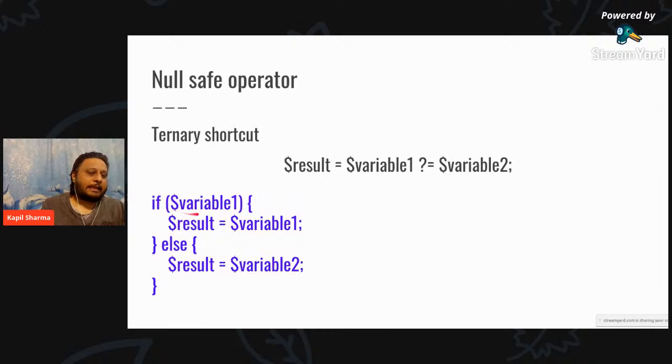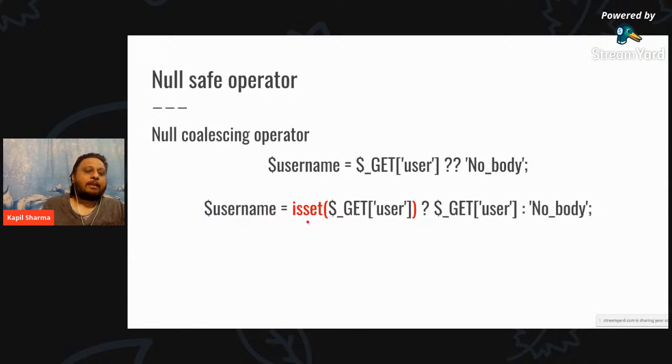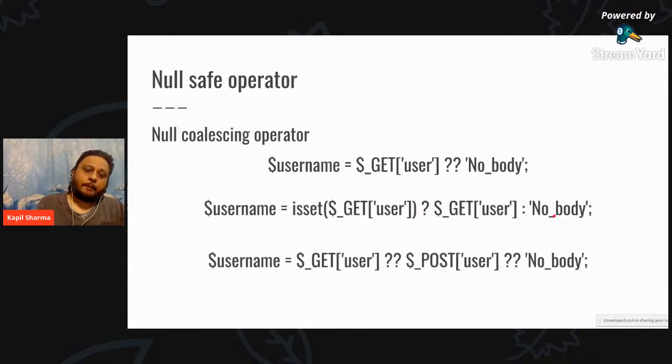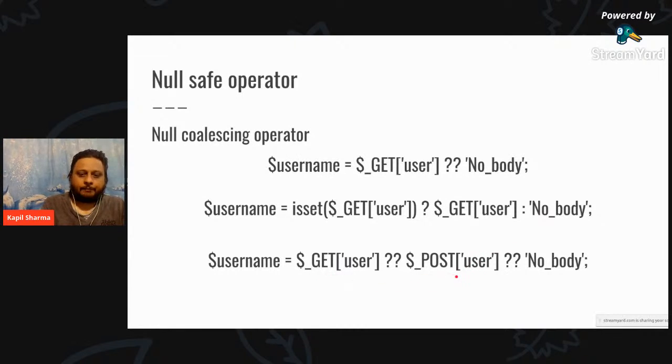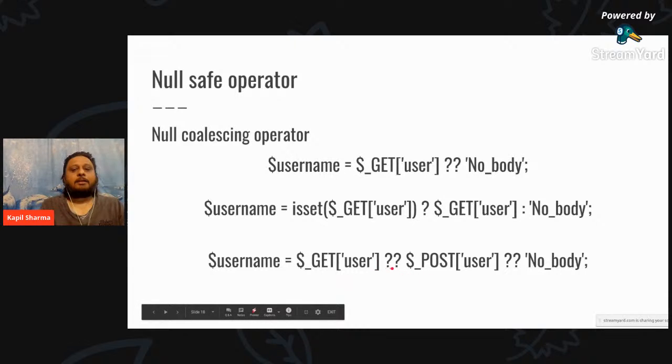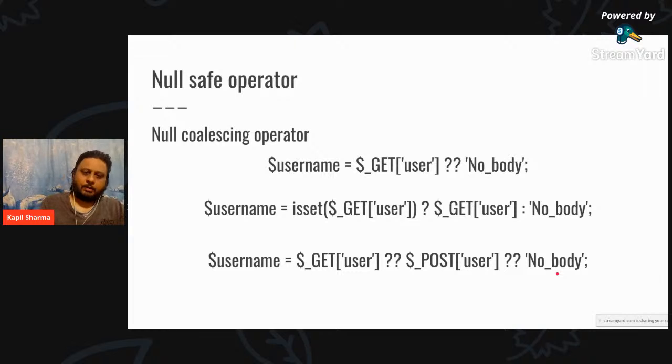Here we are simply checking the variable for the truth, but in the null coalescing operator, we are checking it with isset. So in this example, if get user is set, return get user, otherwise return nobody. And we can chain it as well. So I want to check whether user is set in the get property or the post property. If set in the get property, return it. If not, and set in the post property, return that, otherwise return nobody. So we can also chain the null coalescing operator.